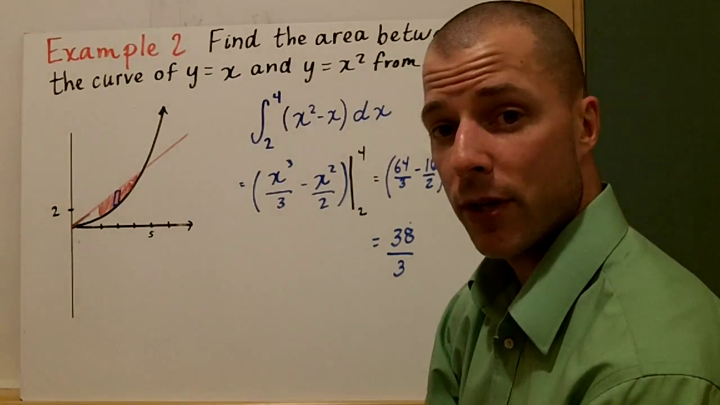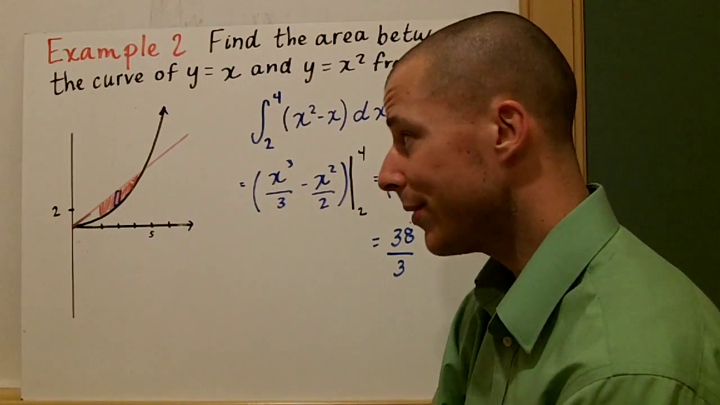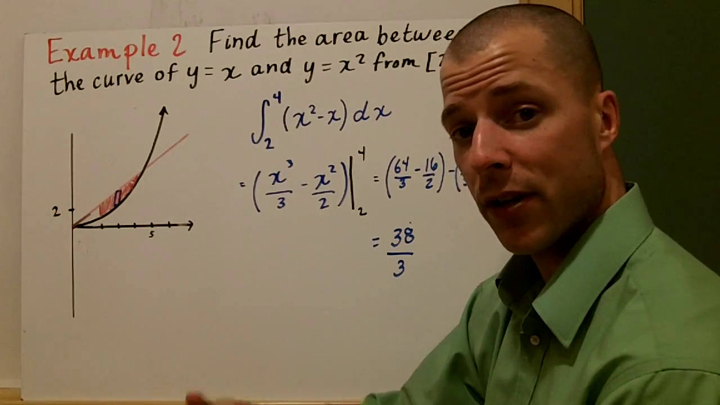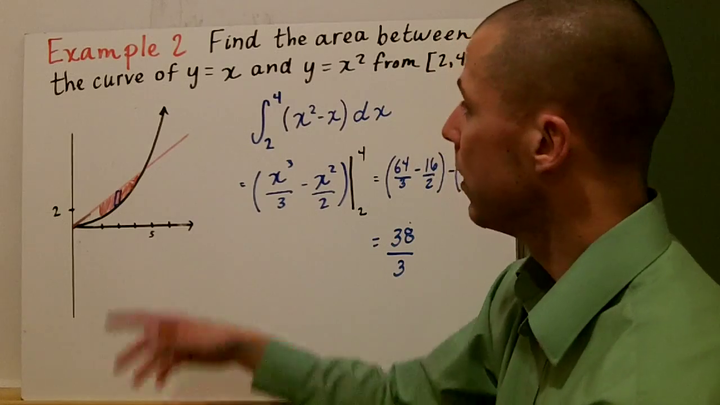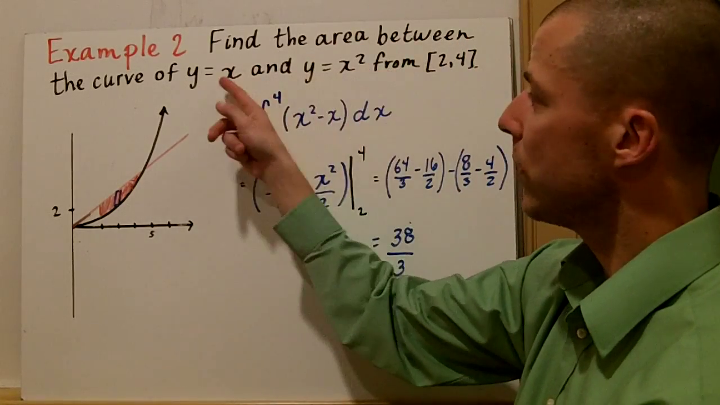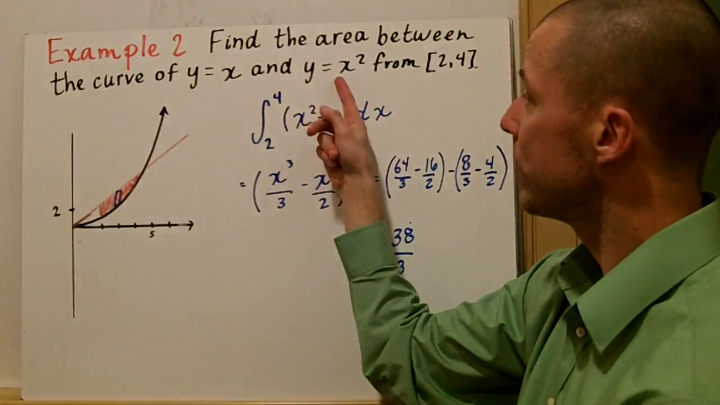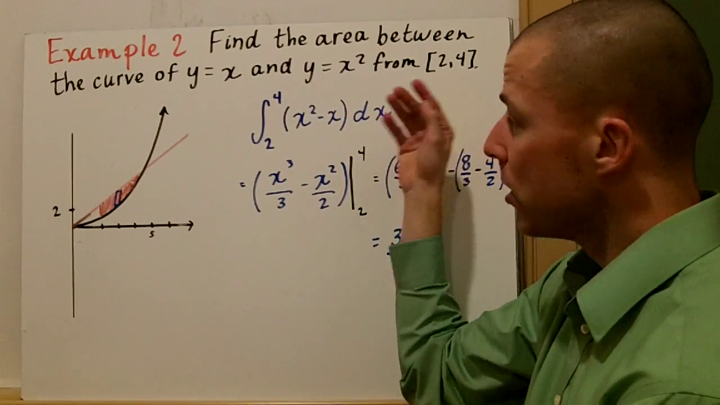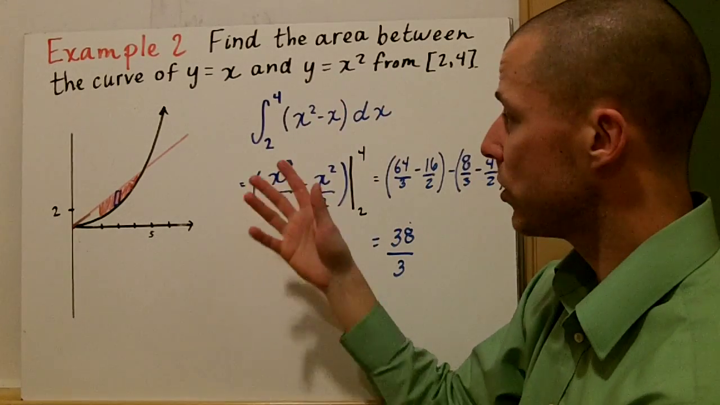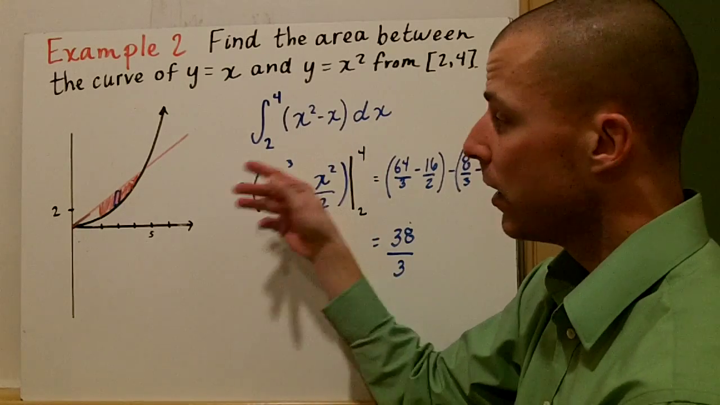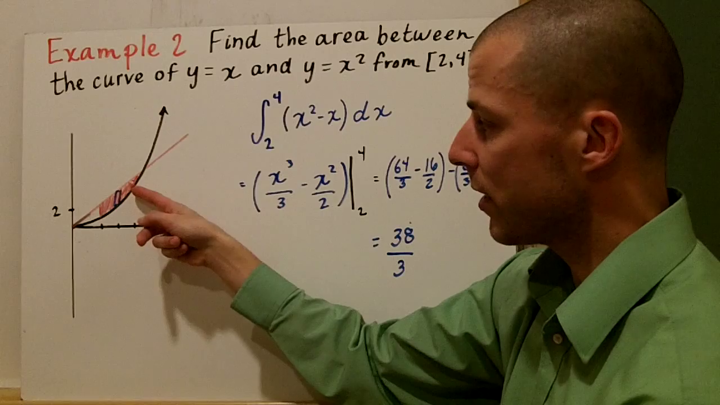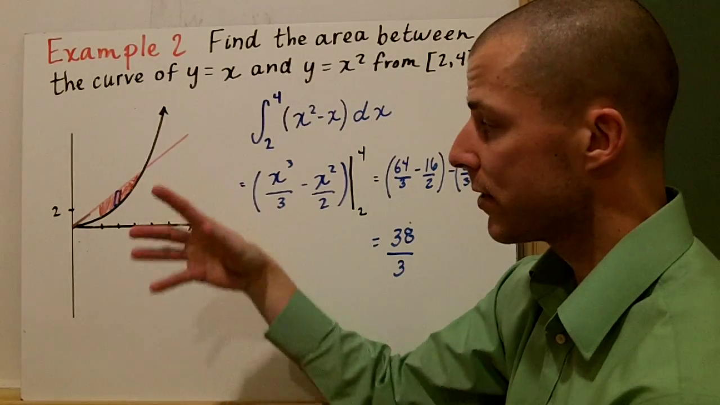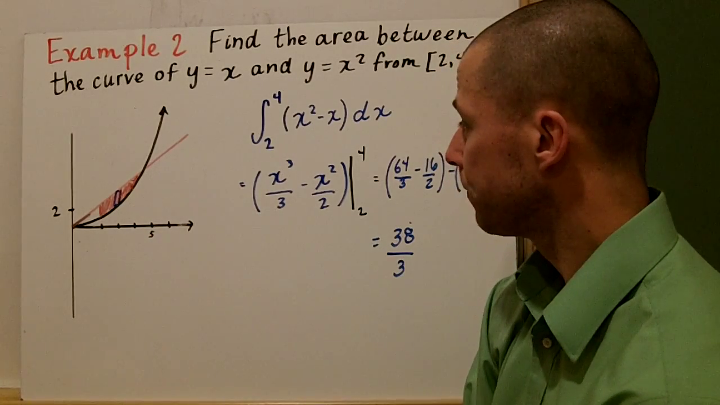So example 2, I'm going to give you the area, okay? And you still need to draw the figure because you got to figure out which function is on top, the upper boundary. So we have, find the area between y equals 2x and y equals x squared from 2 to 4. So I don't have to set the functions equal to each other. I can actually write my integral. Now when I look at the drawing here, I can see that x squared is going to be our top function and y equals 2x our bottom function.